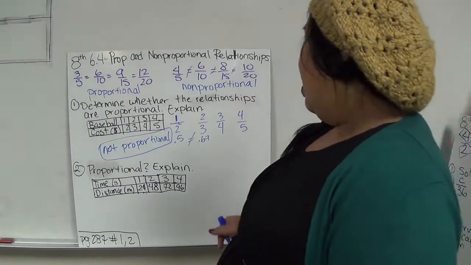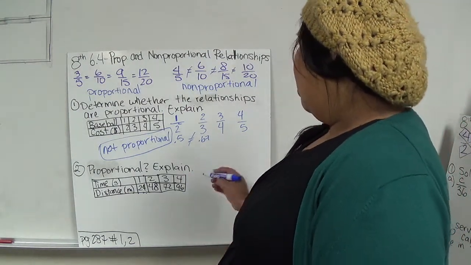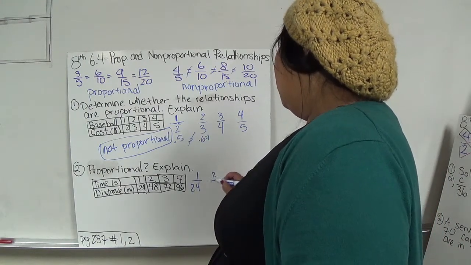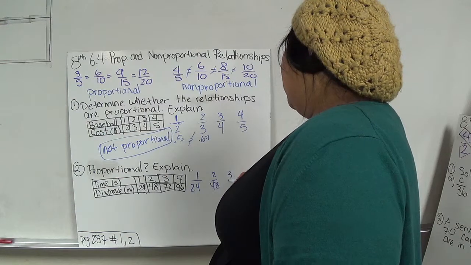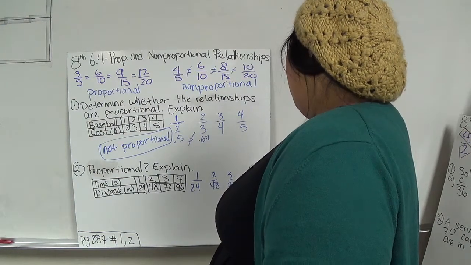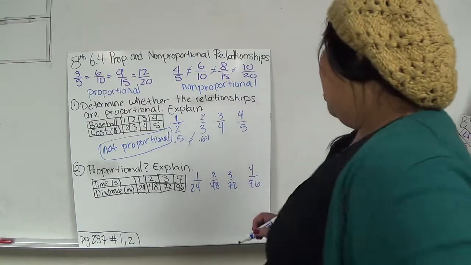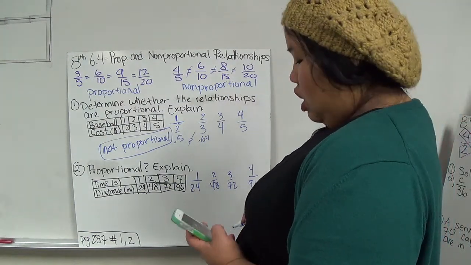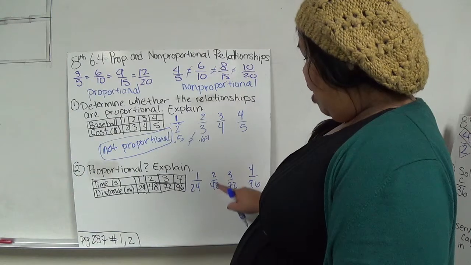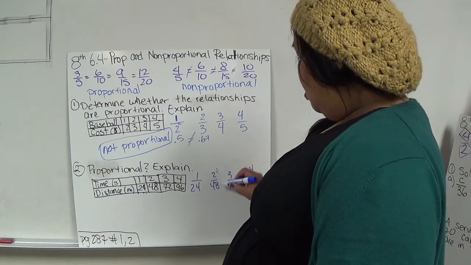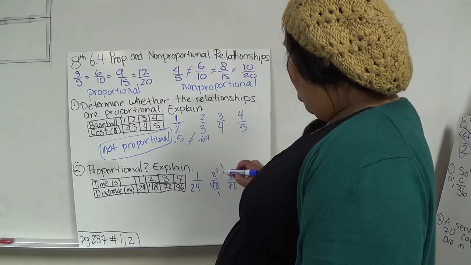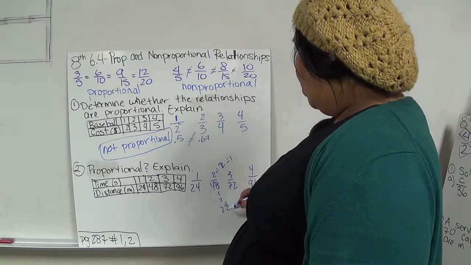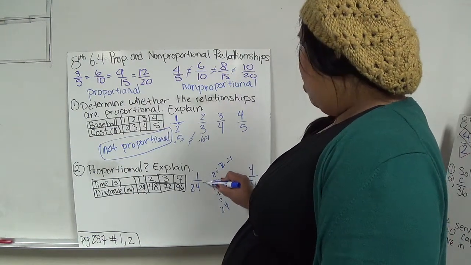Okay? The next one, again, asks, is it proportional? So I'm going to put it into fractions: 1 to 24, 2 to 48, 3 to 72, 4 to 96. And again, an easy way to find out is just 2 to 48. If I divide both sides by 2, it gives me 1, and 24. So it ends up with 1/24.